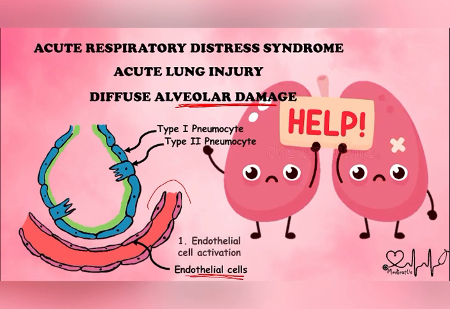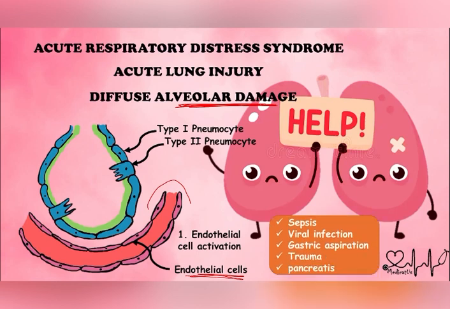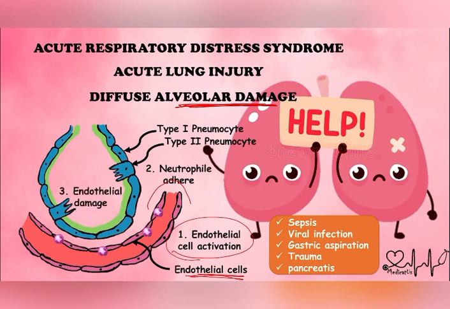And the first step is endothelial cell activation. And the reason can be sepsis, viral infection, gastric aspiration, trauma, or pancreatitis. Now, as there is endothelial cell activation, this neutrophil will come and attach here. And as this neutrophil adheres here, it will cause endothelial damage. This endothelium will be damaged.